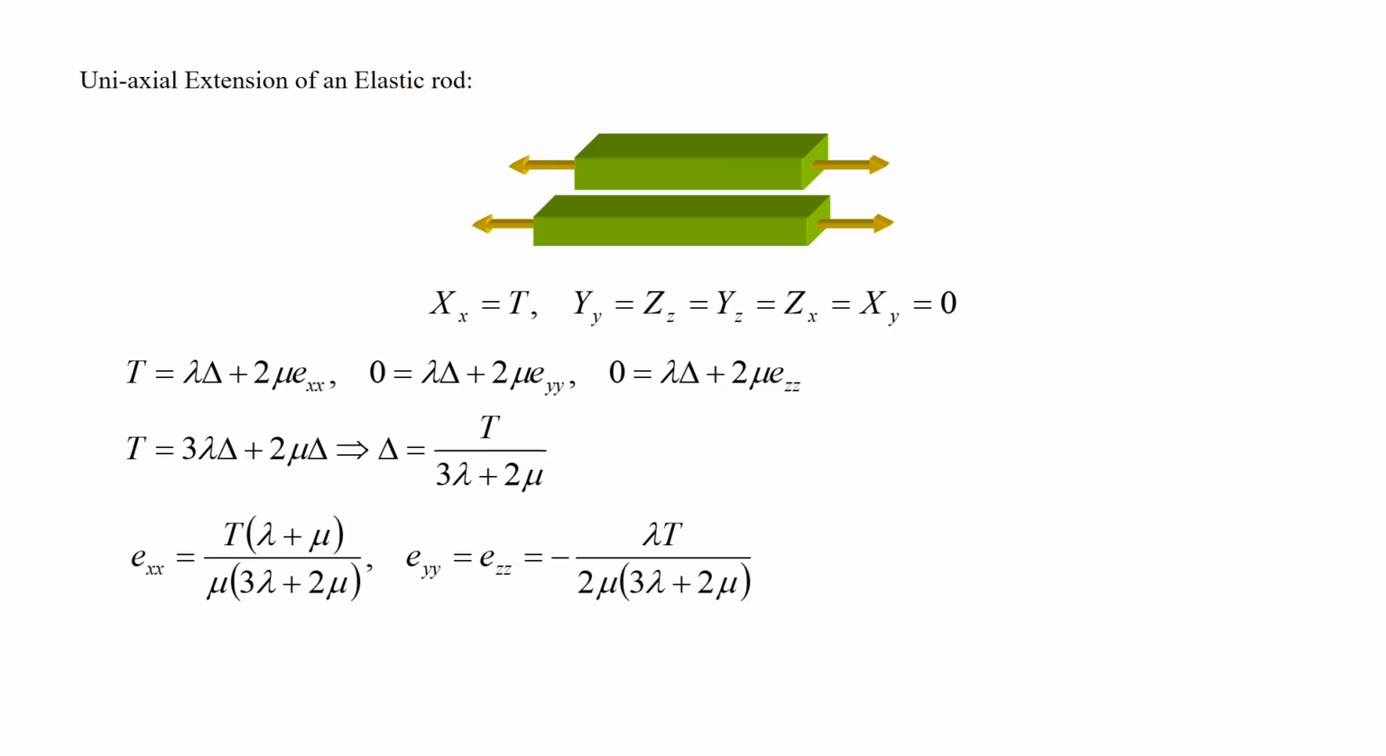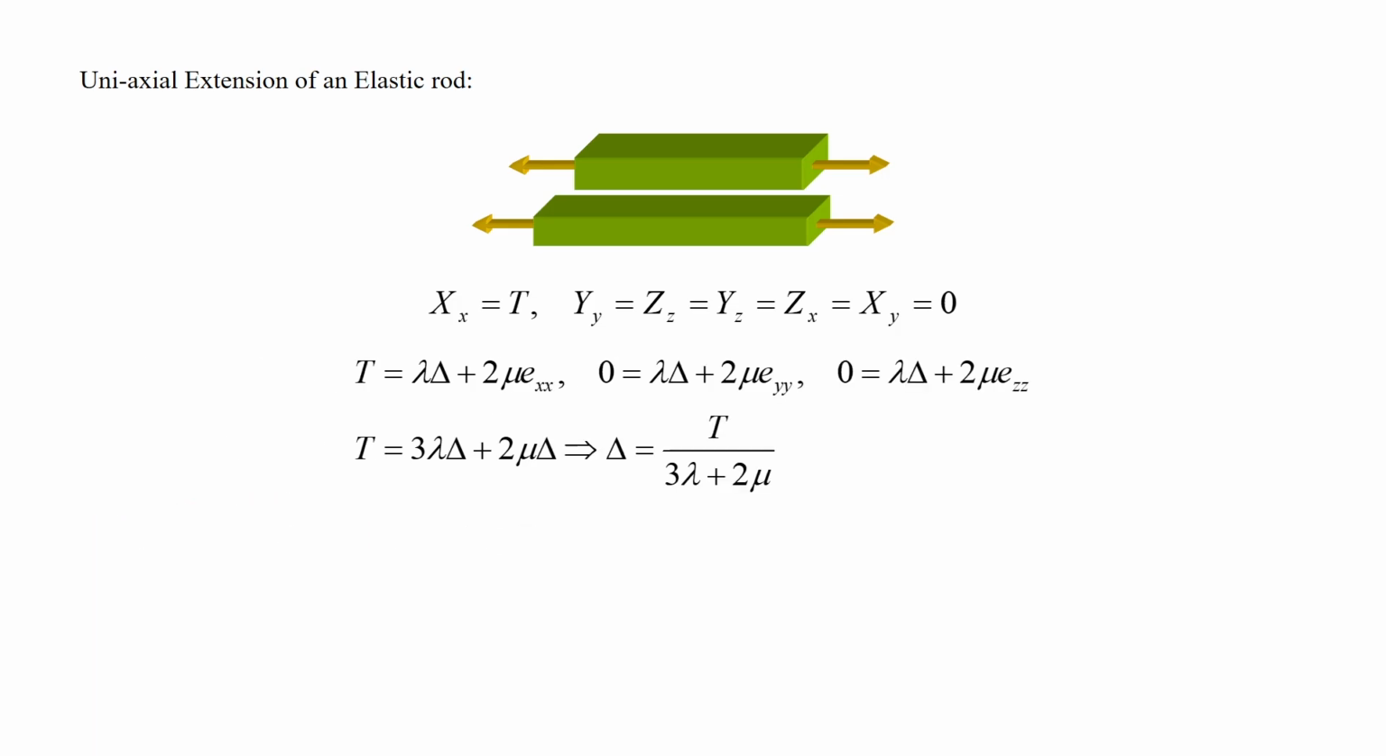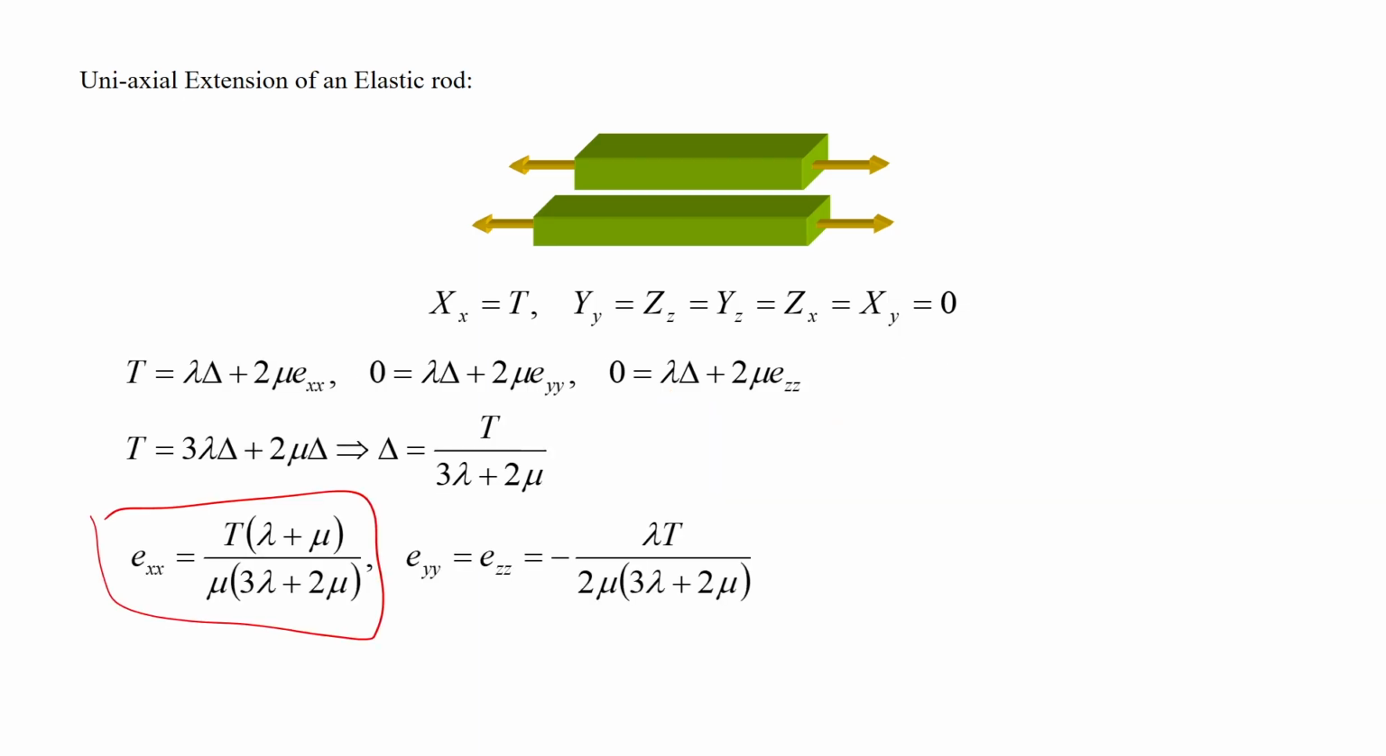So, I have done all this. So, Exx is equal to T into lambda plus mu by mu into 3 lambda plus 2 mu, and if I substitute similarly in this expression, Eyy equal to 0, so 0 is equal to lambda into delta plus 2 mu Eyy. If I substitute this expression over here and also over here, I will get a relation for Eyy and Ezz also like this. So, it will be minus lambda T by 2 mu by 3 lambda plus 2 mu.